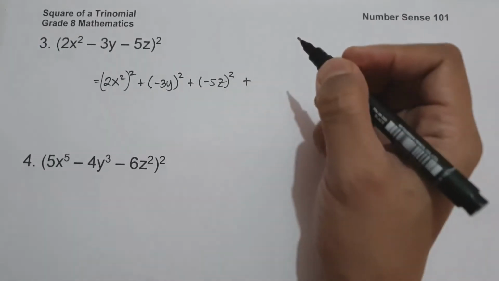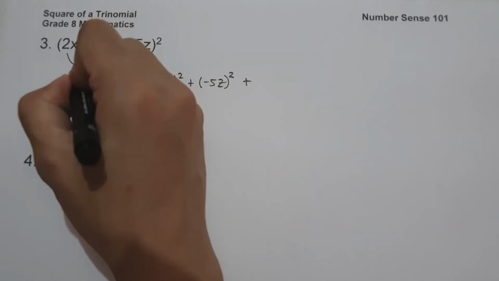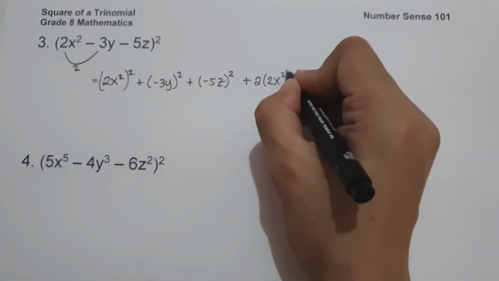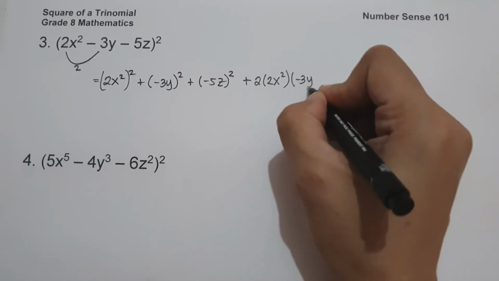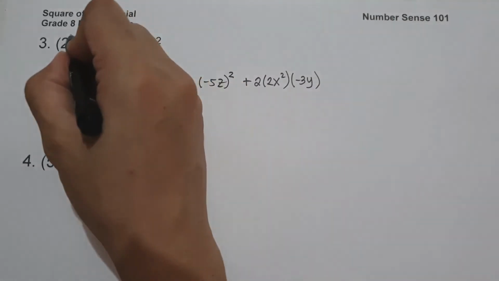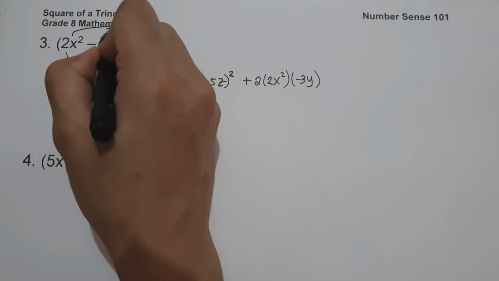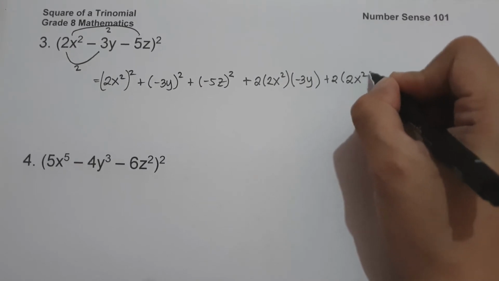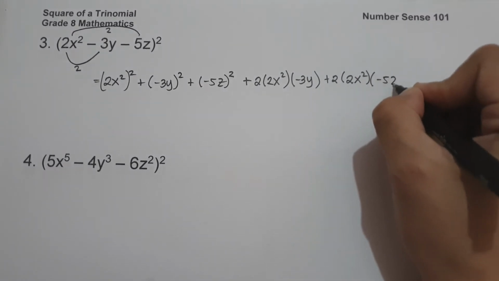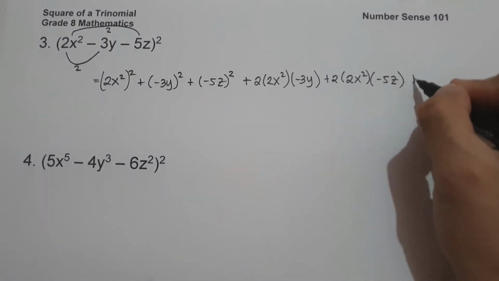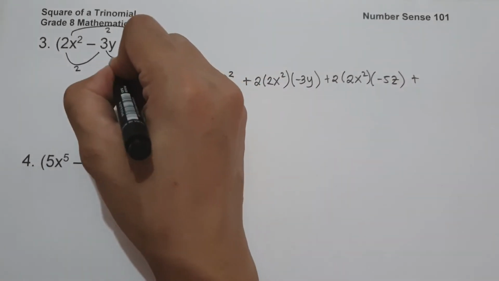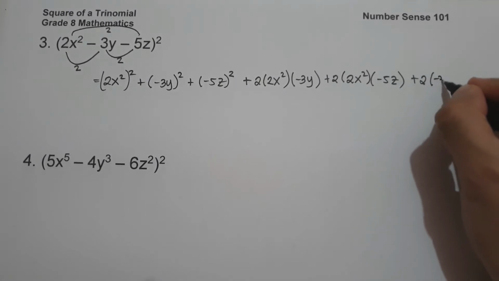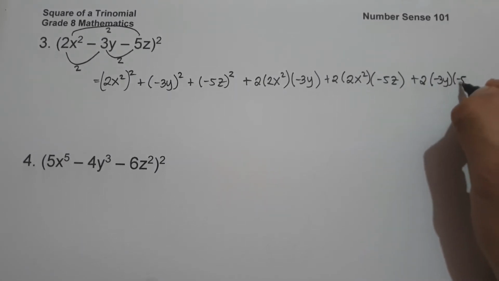And to find the fourth term, multiply the first and second term by the constant 2, that is 2 times 2x squared times negative 3y. And then multiply the first term to the last term by the constant 2, that is 2 times 2x squared times negative 5z. And finally, multiply the second term to the last term by the constant 2, that is 2 times negative 3y times negative 5z.